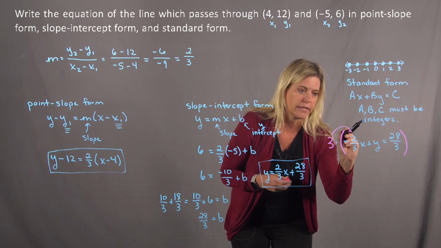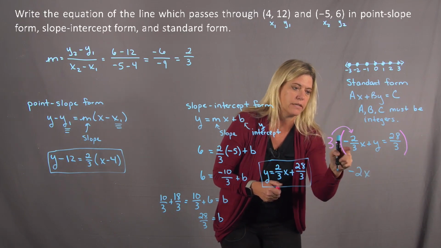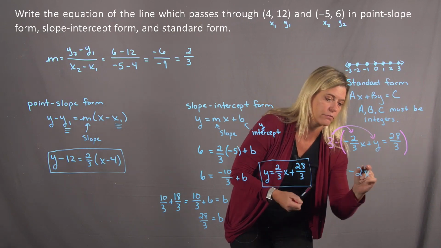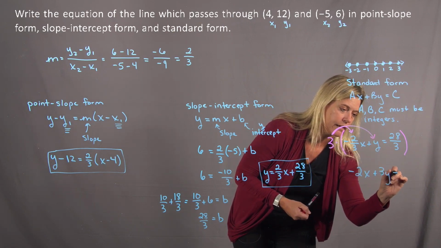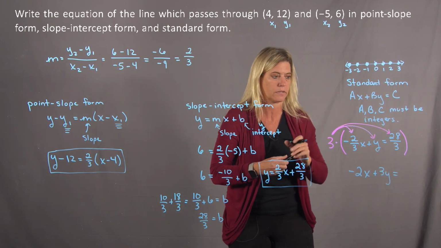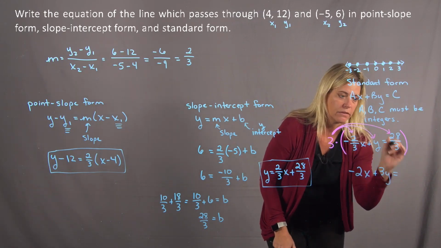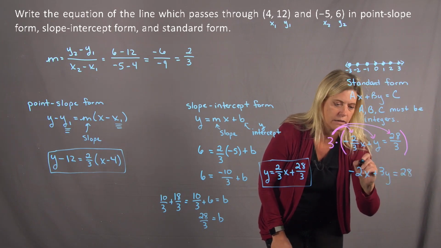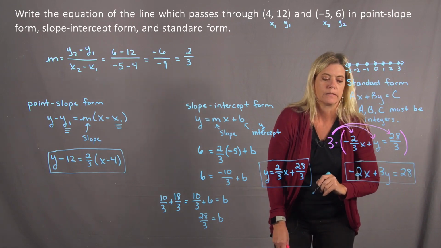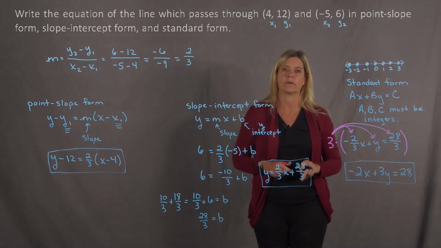So I'm going to take the 3 times the -2/3 x. That's going to give me a -2x because 3 divided by 3 is 1. I take the 3 times the y. That's going to give me 3y. And then please don't forget, you've got to multiply the whole equation to preserve this equality. So 3 times 28/3, the 3's, 3 divided by 3 is 1, so we just get left with 28 over here. Now this is in standard form. So that is the equation of the line that goes through these points written in 3 different forms.